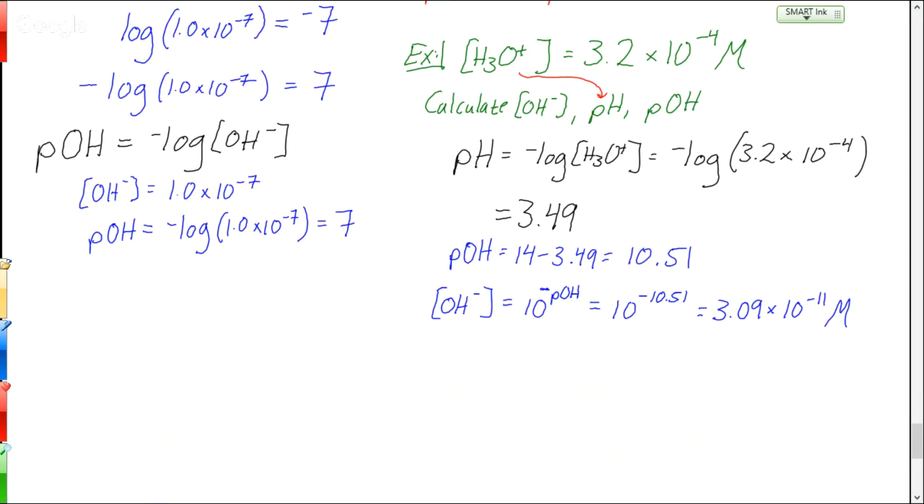So given the hydronium ion concentration, we were able to calculate the hydroxide concentration and the pH and the pOH. All right, so now it's your turn to try it.